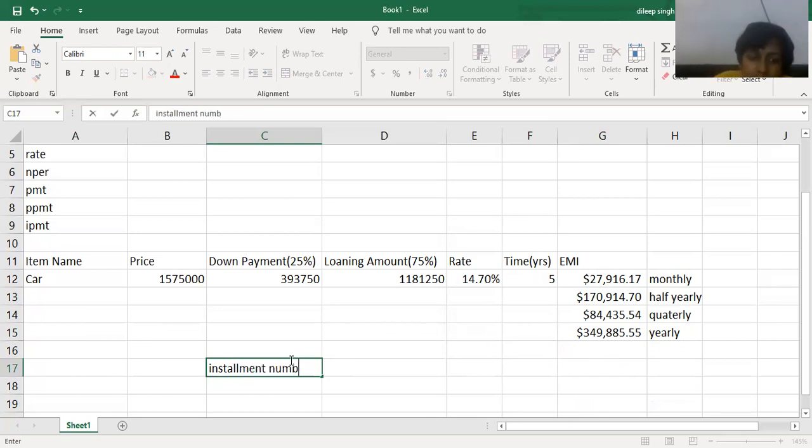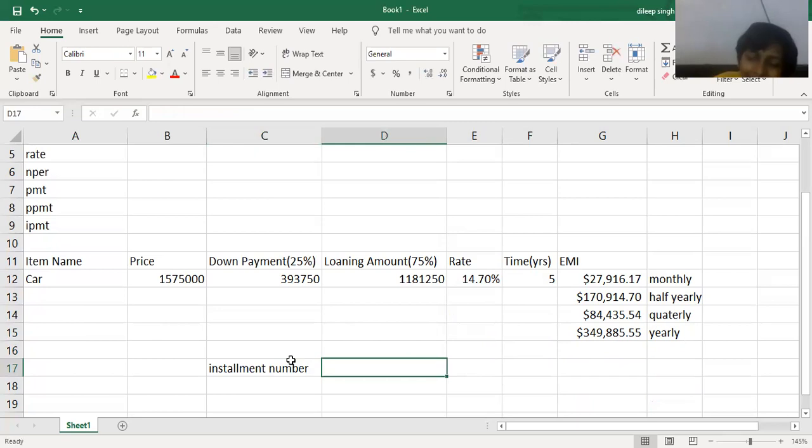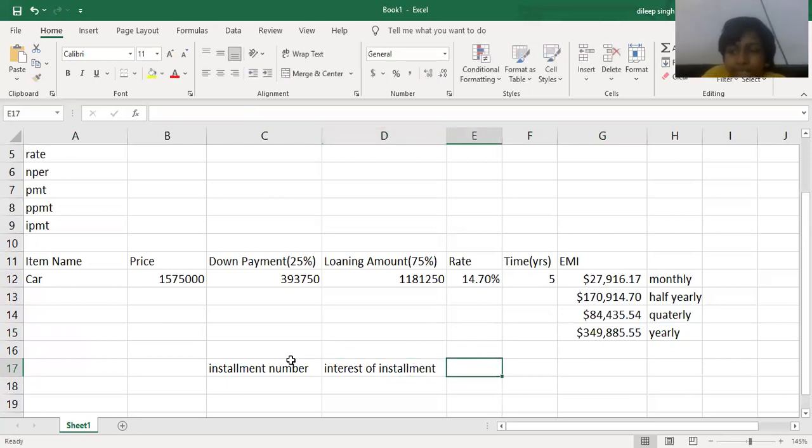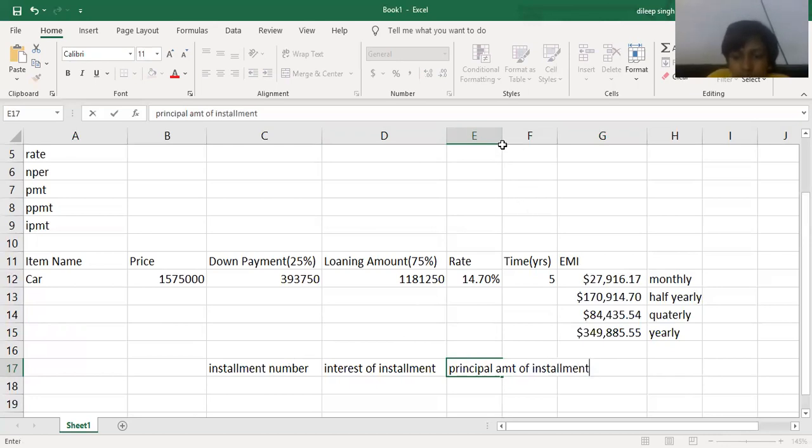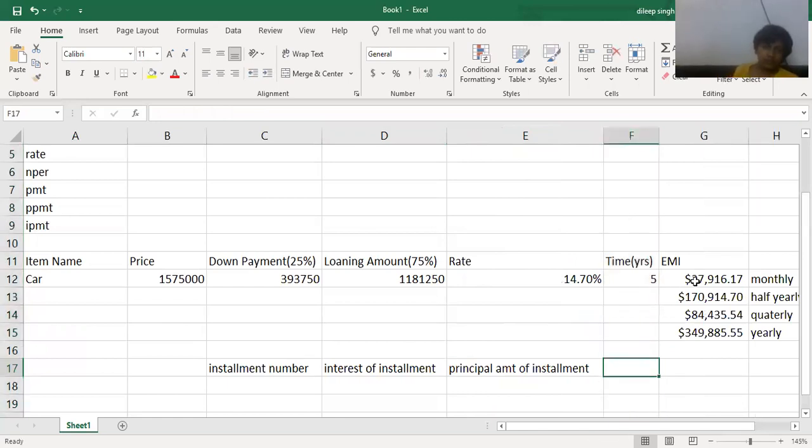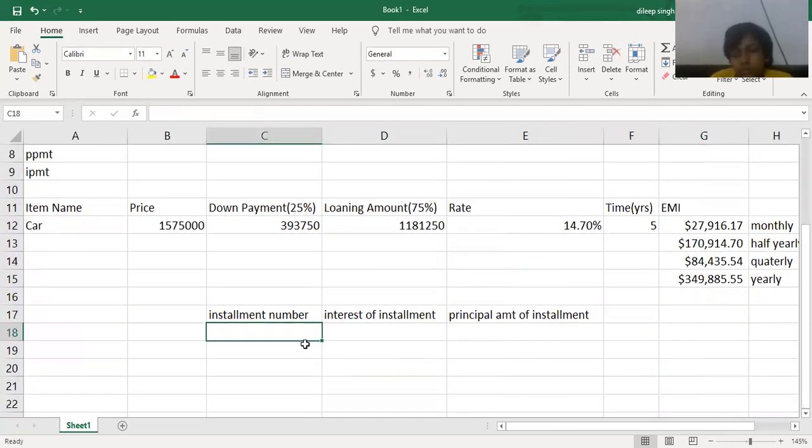Installment number. And here we want to just calculate the interest of the installment, and here is the principal amount of the installment. So how can we calculate? For example, if we pay this amount as an EMI, how can we calculate or analyze what will be the interest, or what will be the benefit of the bank, and what will be the loaning amount as we pay per month? So we just calculate by the following function.